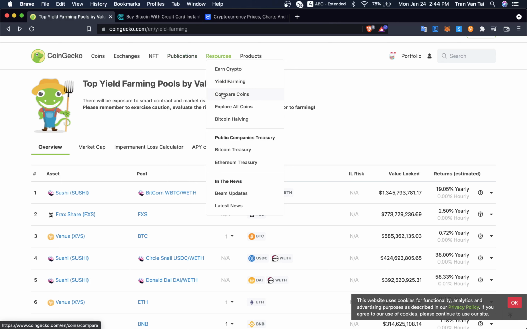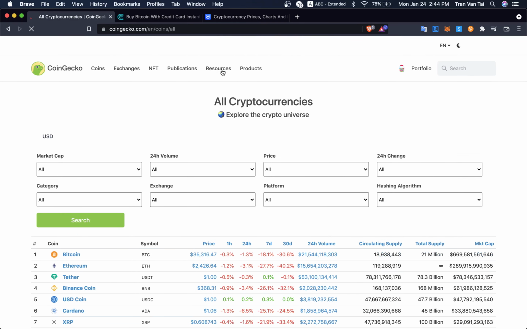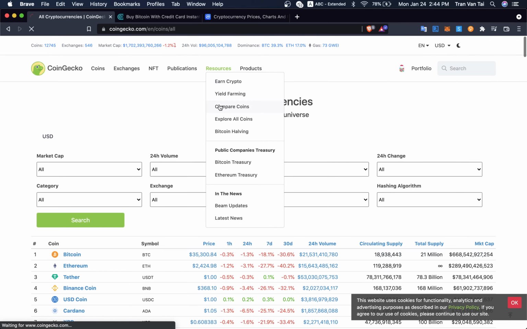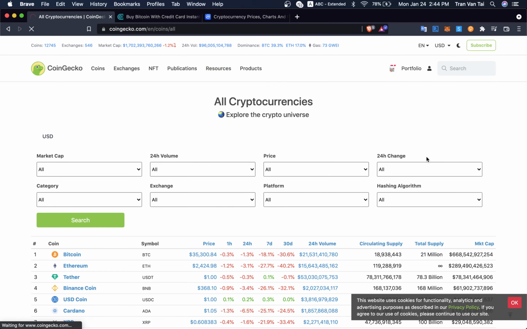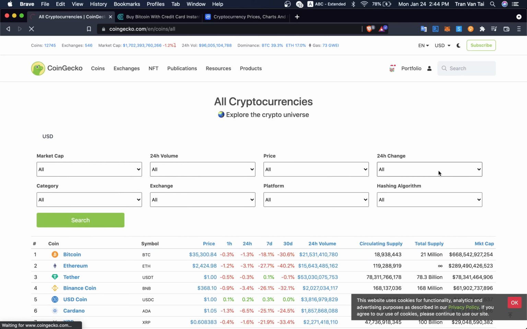Resources, compare coins, Islamic coins, Bitcoin halving. This menu supplies some tools for us to earn more money with farming. I will talk about Islamic coins, and compare coins, to compare on CoinMarketCap or CoinGecko here.